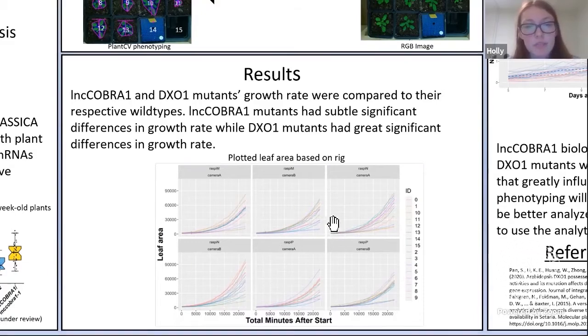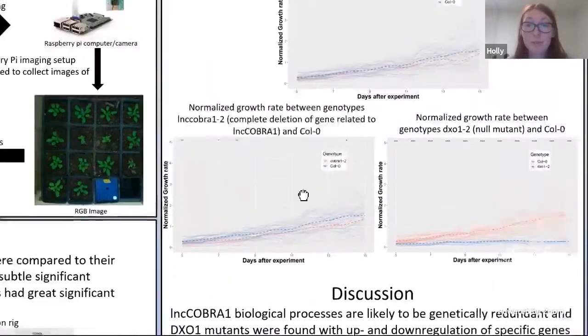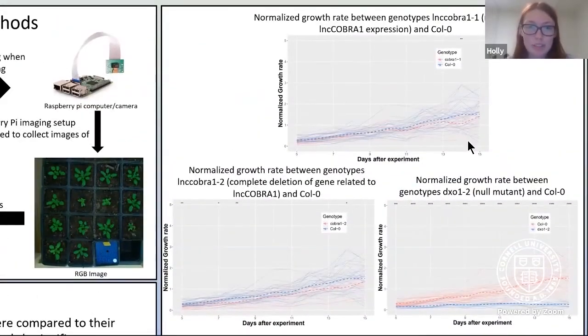And here we have the plants divided by the rig and camera it was in. This was because we realized that there was a significant difference in the growth rate between our rigs, caused by things like positional effects, so where they were in relation to each other. And so we normalized the leaf area and growth rate in order to get the graphs that we really are interested in, which is here.